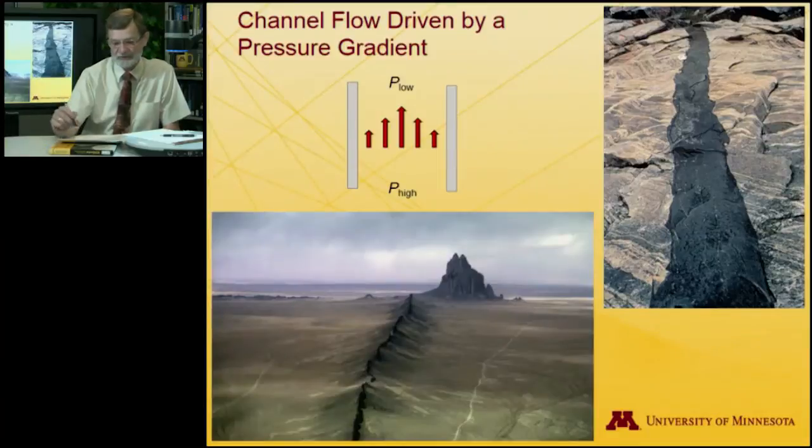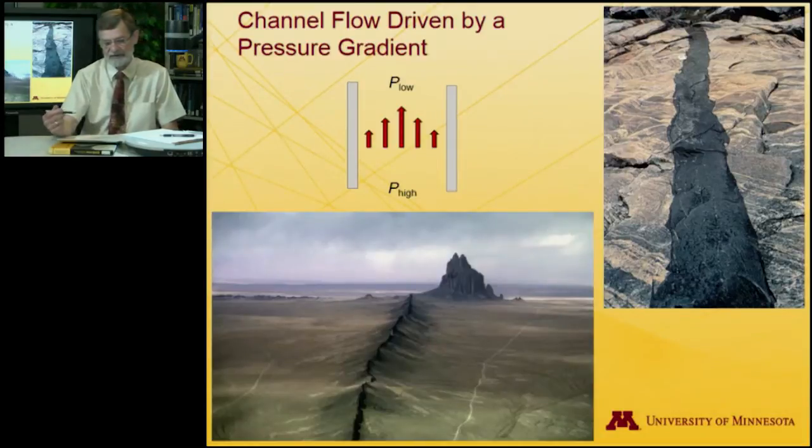So previously we talked about flow between two parallel plates. An example shown here was magma being injected, for example, between two parts of the crust, and forming this famous geologic formation called Shiprock in New Mexico. And we looked at the velocity gradient coming through those plates, and we saw that if we had a pressure gradient, high pressure at the bottom, low pressure at the top, the velocity was maximum in the middle of the flow and minimum up against the plates.